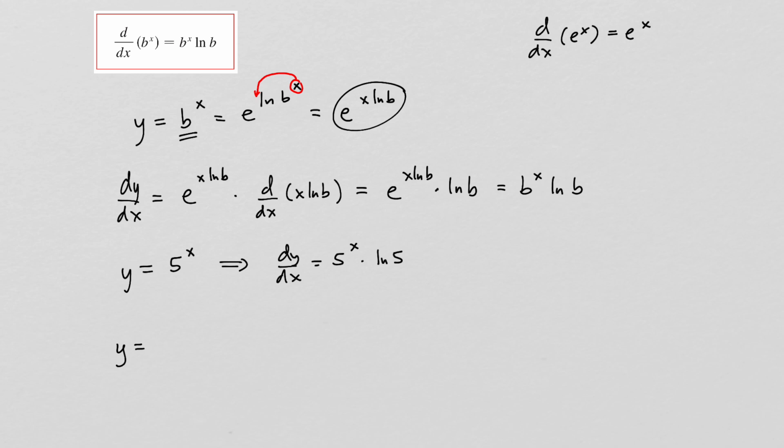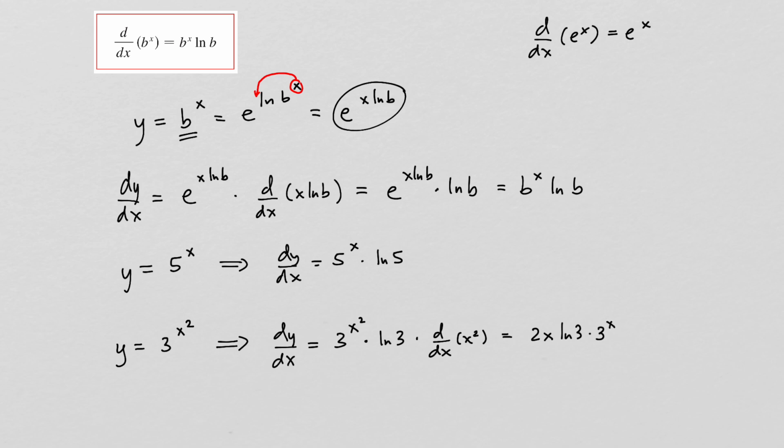And for our second example, suppose we have a function like y equals 3 to the x squared. The derivative of 3 to the x squared is going to be 3 to the x squared, but then we have to multiply by the natural log of 3, and we have to multiply by the derivative of x squared. That's the chain rule. And so this becomes 2x natural log of 3 times 3 to the x squared. So just reminding you here, the derivative of x squared is 2x, and then I am moving that to the front.